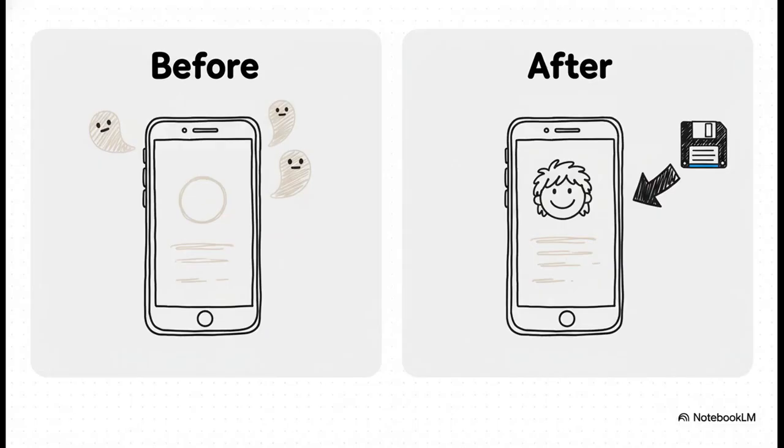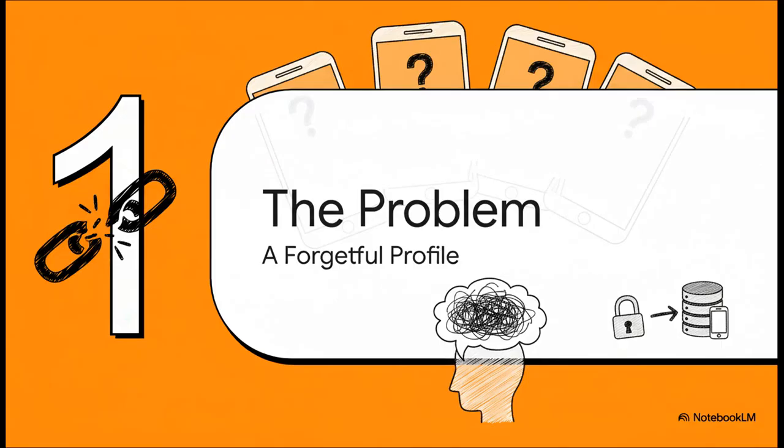So here's the transformation we're aiming for. On the left, you've got the before state, just a static, forgetful placeholder. But on the right, that's our goal, a truly interactive profile where all the data is saved and restored. We're basically going from a simple UI mockup to a genuinely stateful feature that actually adds real value for your users.